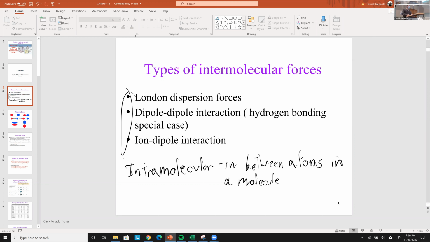First one is the London dispersion force, otherwise known as van der Waals interaction, and it is very weak, and we'll learn about that one first.